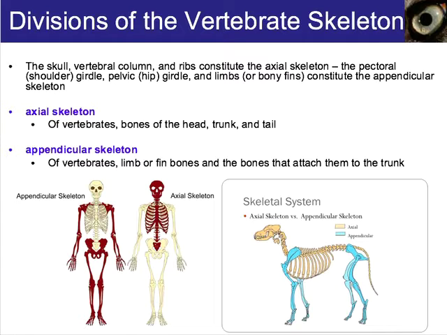We divide the vertebral skeleton into two parts. The skull, vertebral column, and ribs constitute the axial skeleton, and the shoulders, the pelvis, and the limbs constitute the appendicular skeleton. So you can see here in this picture the axial skeleton. That would be of the head, the ribs, and then the appendicular skeleton is of your appendages. So that would be all of your limbs. Please know the difference between your axial and your appendicular skeletons.